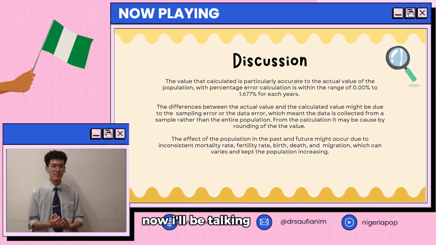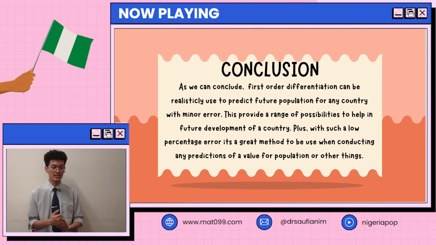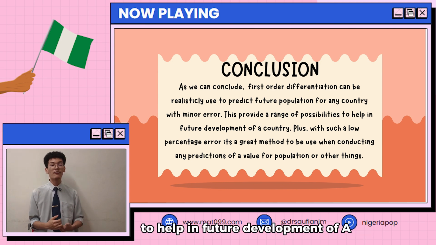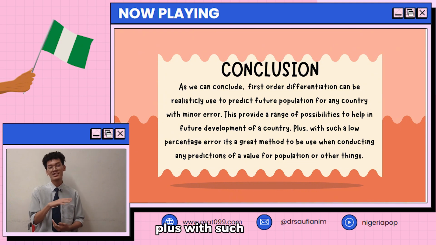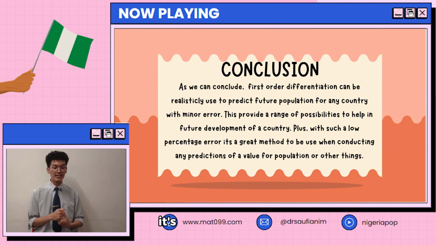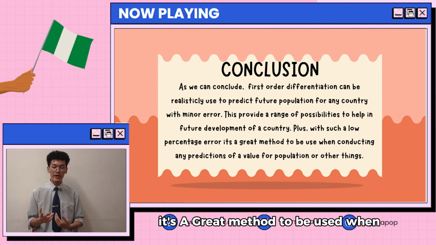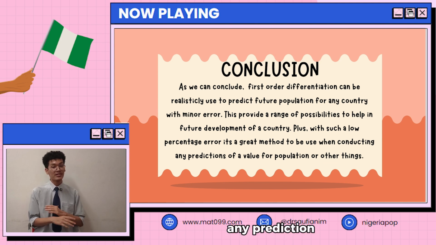Now I'll be talking about the conclusion of the task. As we can conclude, first order differentiation can be realistically used to predict future population for any country with minor error. This provides a range of possibility to help in future development of a country. Plus, with such a low percentage error, it's a great method to be used when conducting any prediction of a value for population or other things.